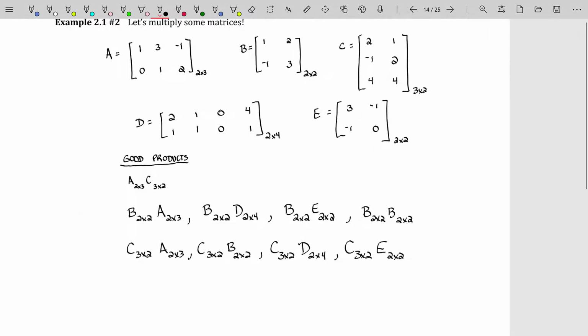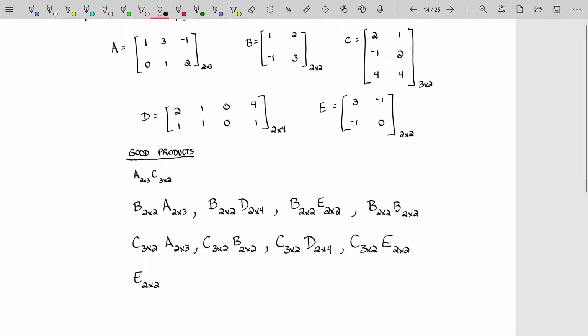And then finally, E. Well, E can multiply A. It can multiply B. It can multiply D. And it can multiply itself. So let's take a subset of these and actually do those multiplications.